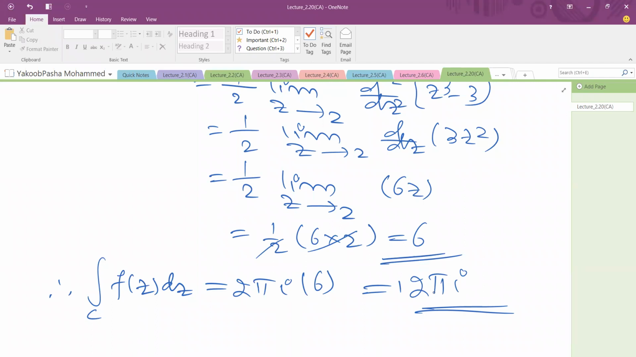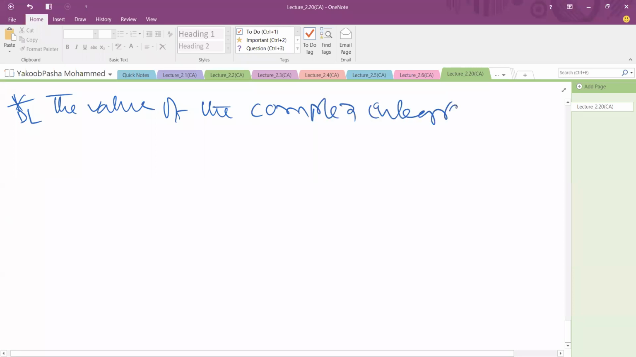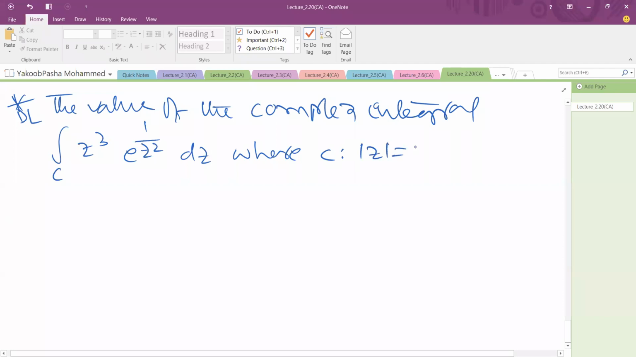This is a DL question. The value of the complex integral over C of z cube into e to the power of 1 by z square dz, where C is modulus of z is equal to 1.